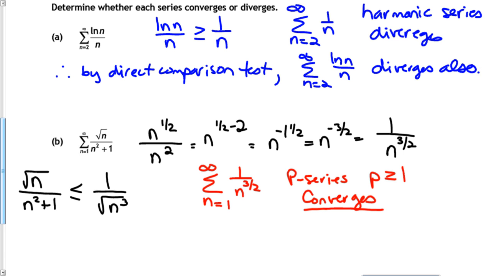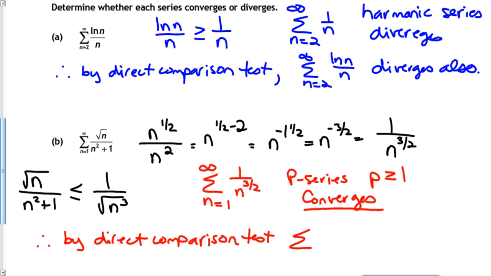So my p-series converges. Now, if I know a larger series converges, that means the smaller series must also converge. Therefore, by the direct comparison test, the sum I care about, the square root of n over n squared plus 1, must also converge.